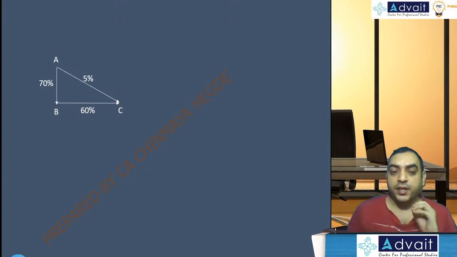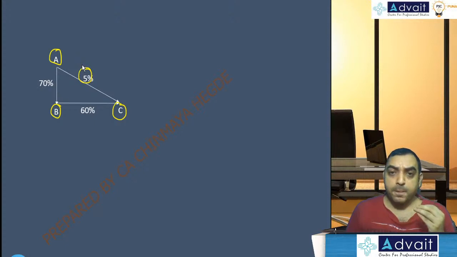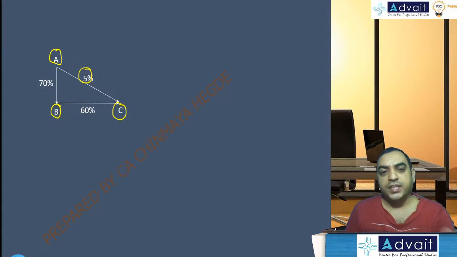Good. This is important. So take a look at this example. Company A is having 70% in company B, and company B is having 60% in company C. And A also additionally has 5% directly in C. You may say chain holding problem, or you may say this is a triangular holding problem. Both are the same. Both will have the same treatment.